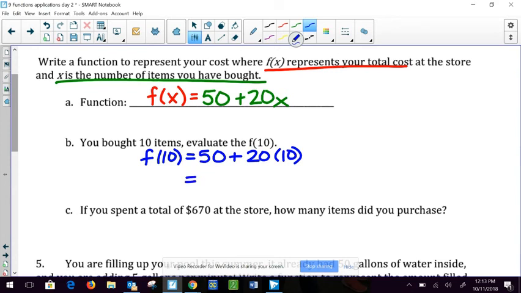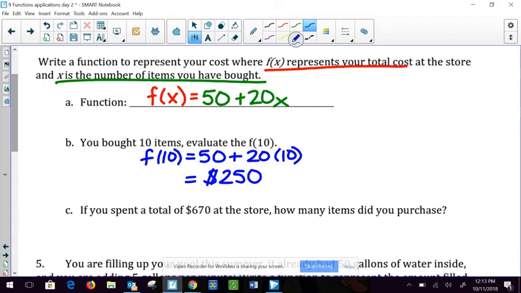So if I buy 10 items at that store, how much money am I spending? Well, you either put this in your calculator or use your head, and you find out that you are spending how much? You guessed it, $250. Make sure you label your answers. So $250.